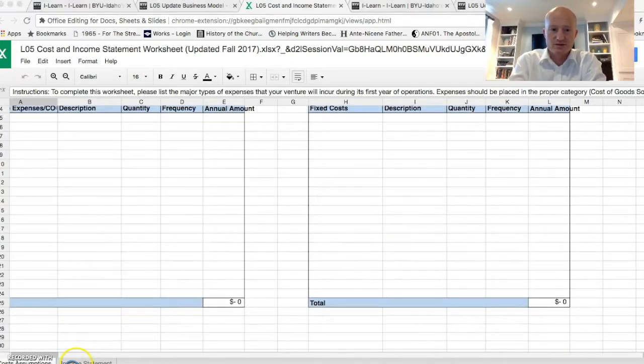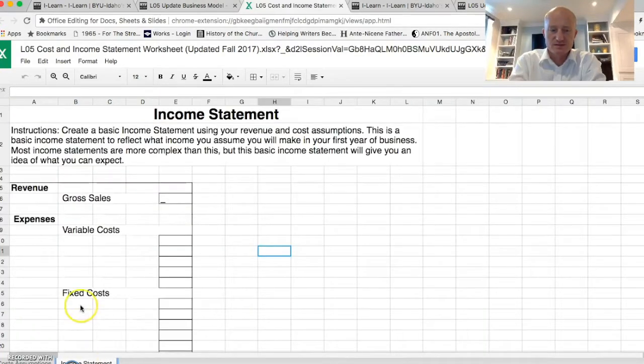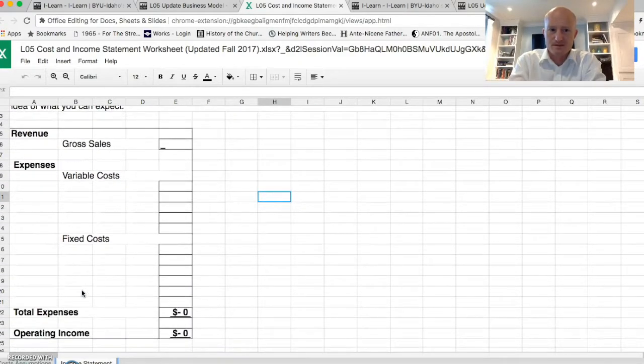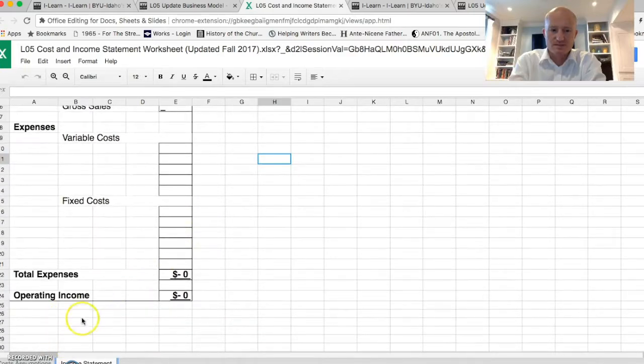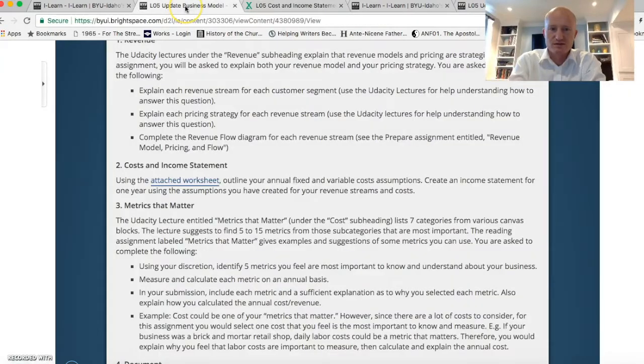And then you'll come over here to the income statement. For some reason that's not clicking over. Here we go. And it's a very, very basic income statement, okay? Your revenue, variable costs, which should carry over from the other page, and then your total expenses along with your operating income. That's all we're asking you to do for your financial statement for now. All right, this gives you an idea so that you have the right size box. You don't need a bigger box.